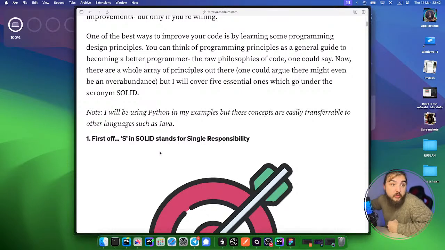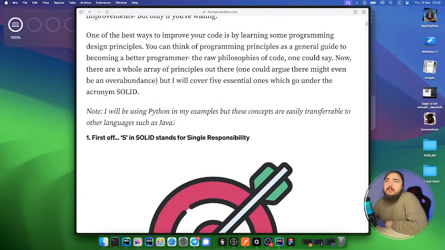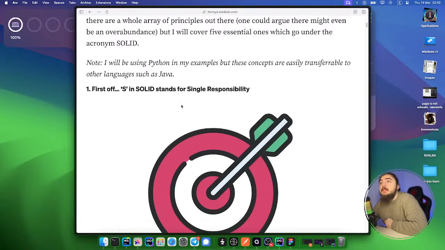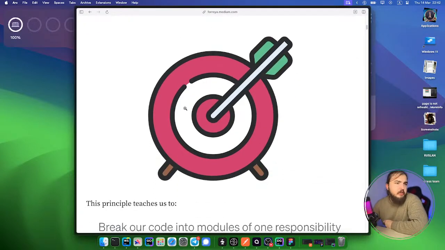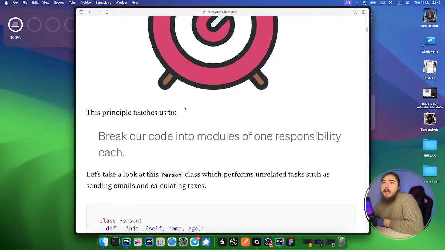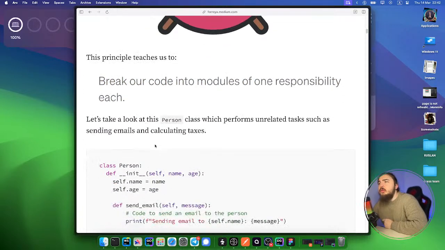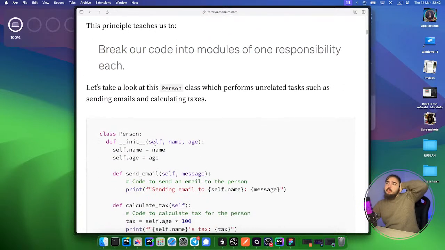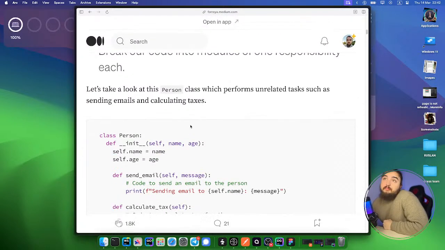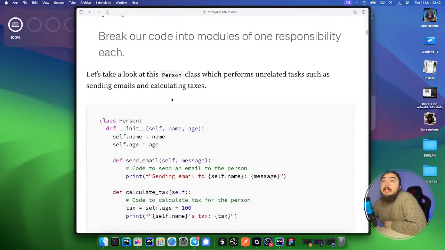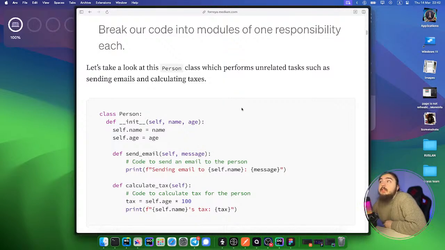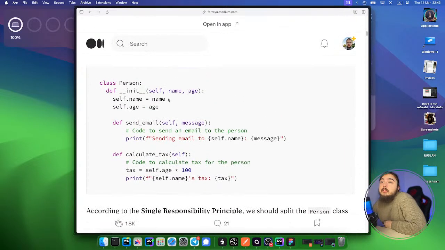First off, S in SOLID stands for Single Responsibility Principle. This principle teaches us to break our code into modules of one responsibility each. Let's take a look at the person class, which performs unrelated tasks such as sending emails and calculating taxes.